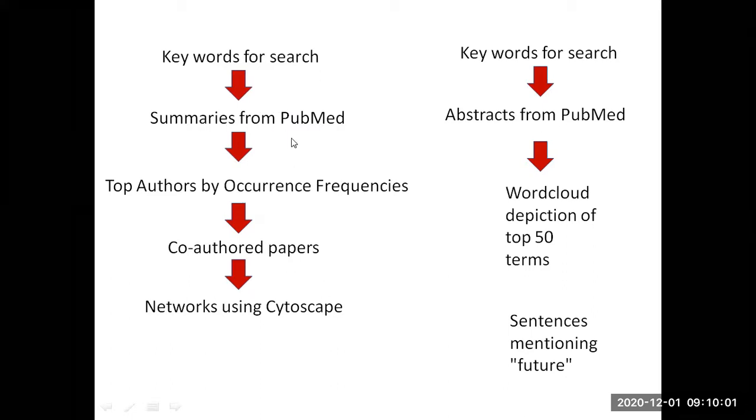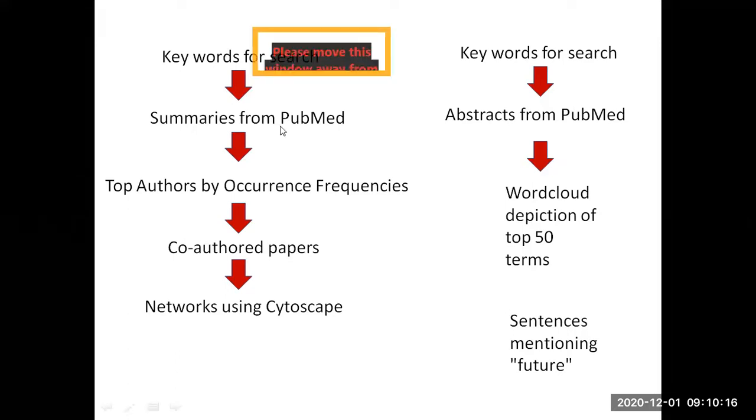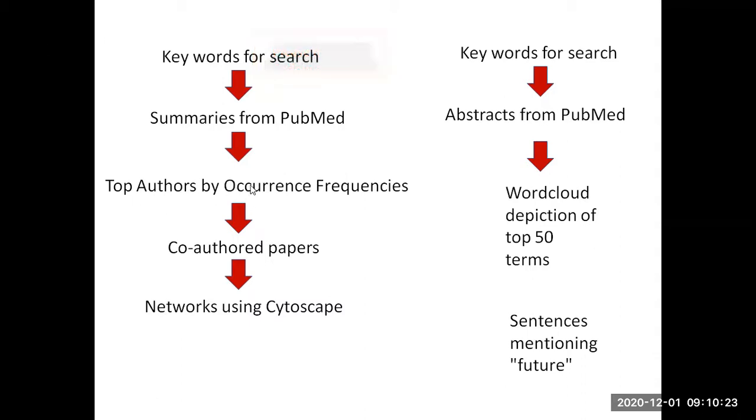PubMed is very beautifully organized. For this kind of work, you take the summaries, not the abstracts. If you take the summaries, they offer an Excel kind of table, a comma separated values table. Then you can sort by the top authors, pull out the co-authored papers, which are basically the collaborative papers, and then you draw the networks using Cytoscape.